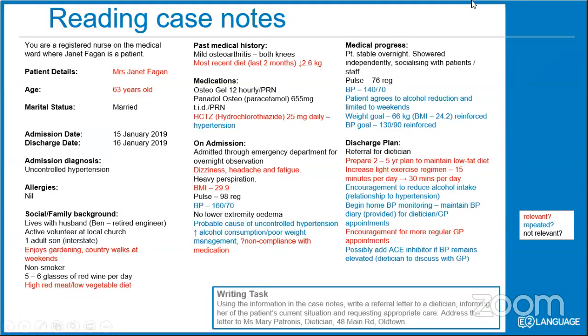Okay, interesting. Why include the gardening? Why do you think I'm including the gardening? Yeah, good. Gardening because of the exercise. Smoker, non-smoker, and the alcohol. I've talked about increased alcohol consumption, so it is included.